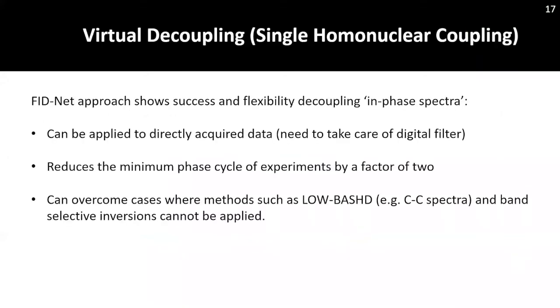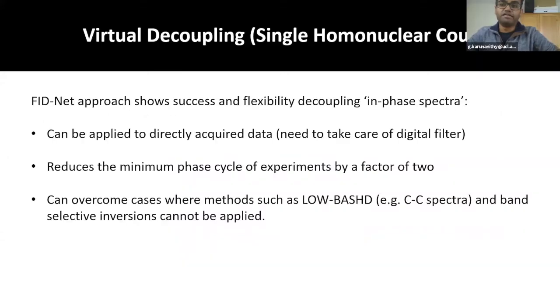So far I've shown you cases where you have a single homonuclear coupling. And I think the FIDNet approach is quite nice in that it's flexible. It can reduce the effective phase cycle. You could argue that in many cases you could use a low bash approach, which would give you similar results, which is true, but FIDNet can do this in cases where low bash wouldn't work, for example, with the side chain correlation experiments.